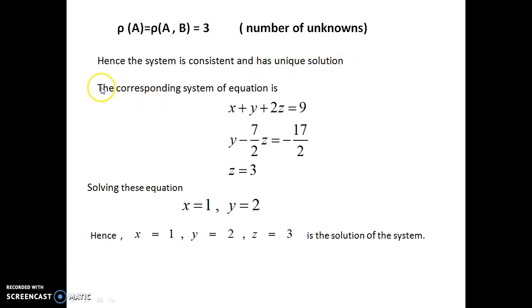Then we write down the corresponding system of equations: x + y + 2z = 9, y - 7/2 z = -17/2, and z = 3. Now we get the value of z as 3. Using this value, from the second equation we find the value of y, and now we have two values, z and y. Now using these two values we get the value of x. After solving these equations we get x = 1, y = 2 and z = 3 as the solution of the system.